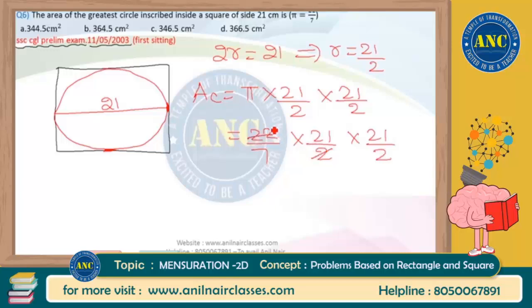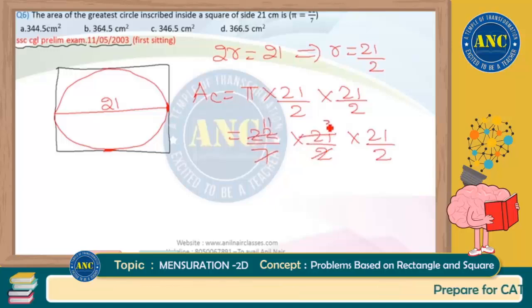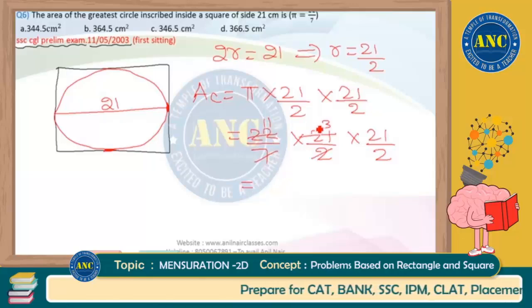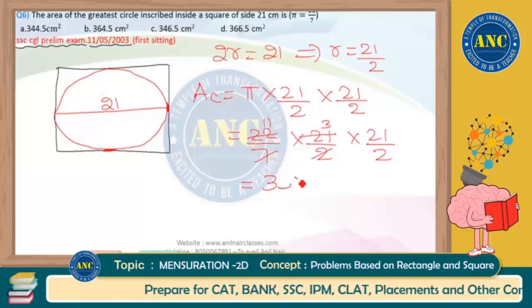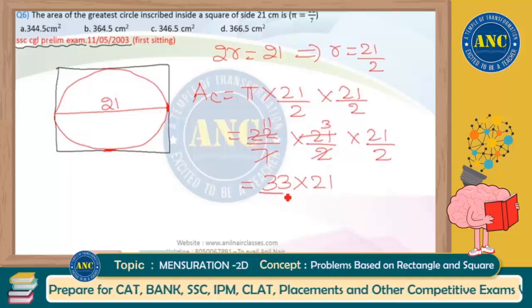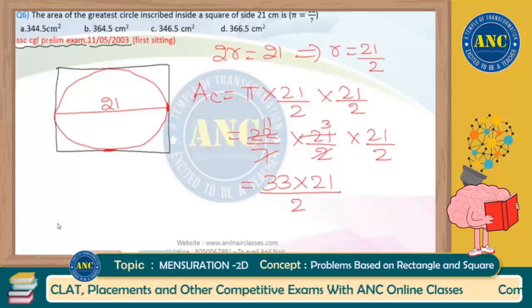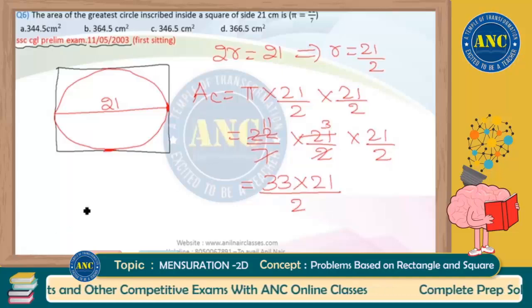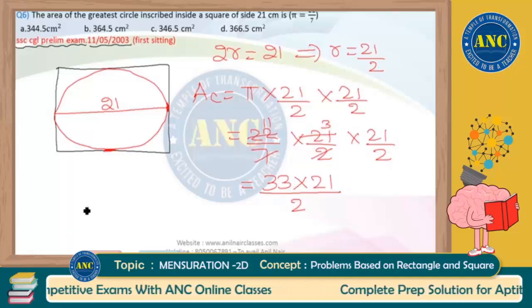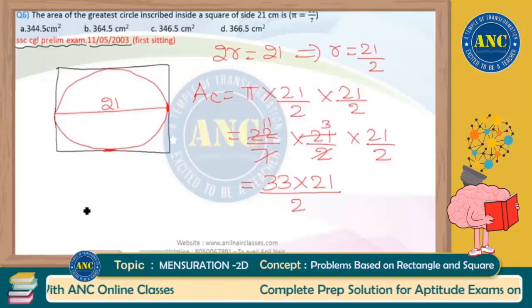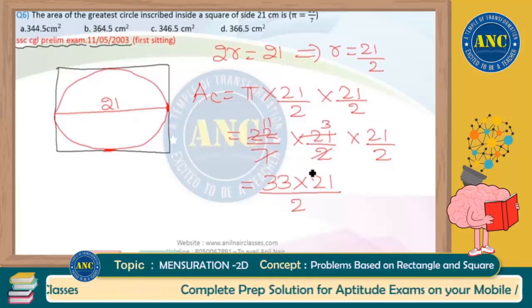2 into 1, 2 into 11. 7 into 1, 7 into 3. That means your final answer should be 11 into 3 is 33 multiplied by 21, whole thing divided by 2, right? Now, can I say that 33 into 21 whole thing divided by 2 is what they are asking you in this question? It is very simple, right, sir?